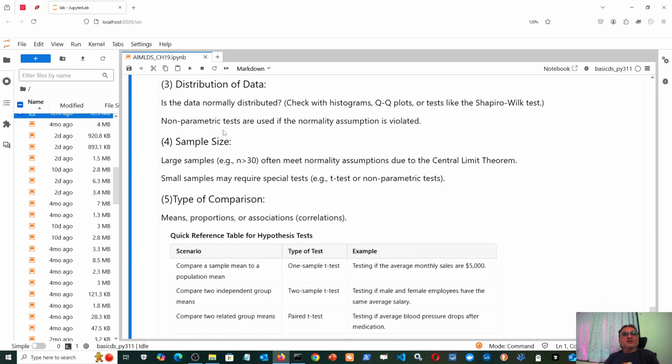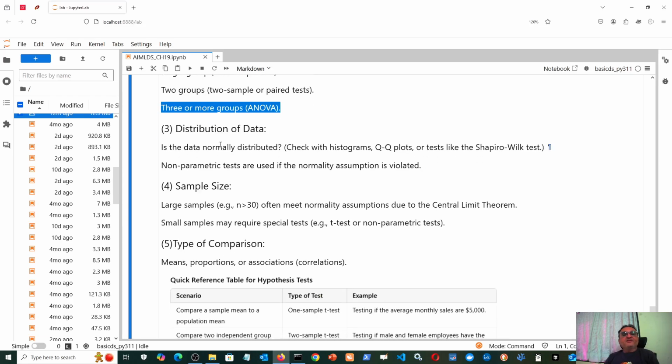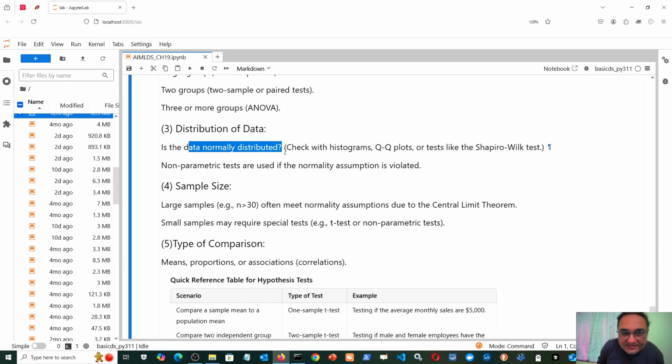Now distribution of data is equally important. If the data is normally distributed, because that is the basic assumption for using the central limit theorem, then in that case our routine hypothesis testing methods are applicable, and you can check if data is normally distributed or not with a histogram and KDE plot, QQ plot, quantile plot, or a test like the Shapiro-Wilk test.